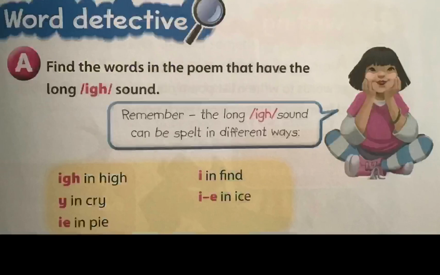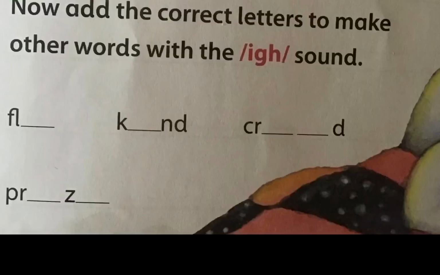Word detective. So find the words in the poem that have the long I sound. So remember, the long I sound can be spelt in different ways. So we have I in high, I in cry, I in pie, I in find, I in ice. Okay? And you can notice that in this activity, they give you the first letter, okay? So the first letter is a word you have to look for. So you look for them. I know you'll be able to do this.